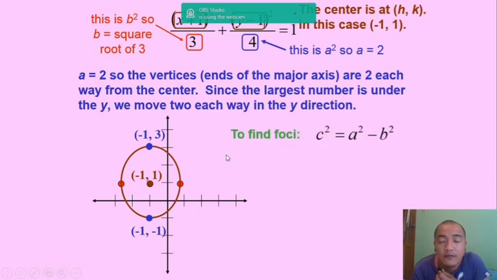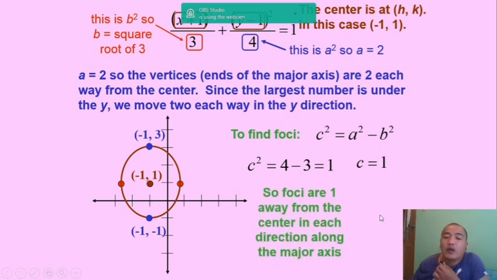So, to find the foci, let us solve for c. 4 minus 3 lang yan, which is 1. So, 1 up, 1 down for the foci. Right? So foci are 1 away from the center in each direction along the major axis. Kasi major axis is vertical yan. So, I think this is also cool to do in graphing the ellipse with center at h, k, if you don't intend to memorize the formulas.